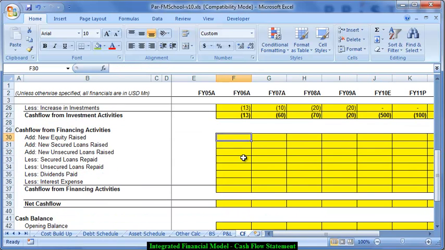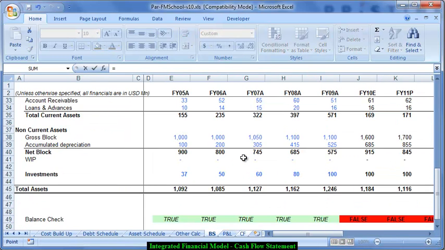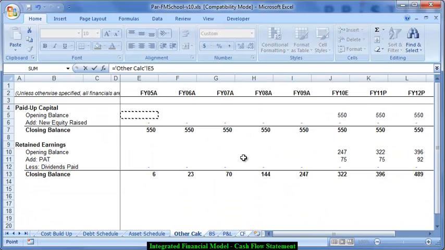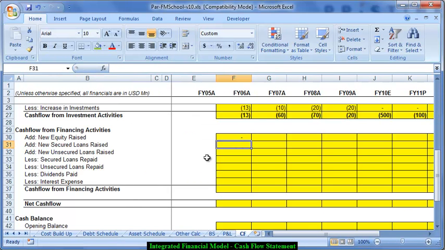Let's come to the financing activities. So add any new equity raise. Let's go to the equity schedule. I have the opening balance. Add any new equity raise. This is the FI06 equity that I'm raising. That's it. Add any new secured loans raised.